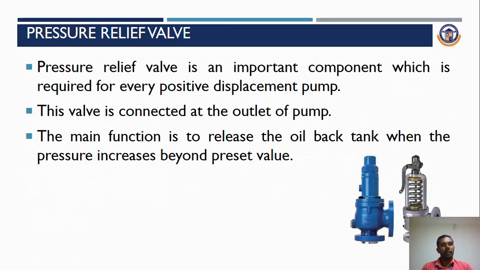Next one is the pressure relief valve. The main purpose of the pressure relief valve is that when the system has excess oil pressure, the oil will return back to the tank or reservoir when the pressure increases beyond the preset value. This is an important component required for every positive displacement pump. It is located at the outlet of the pump.